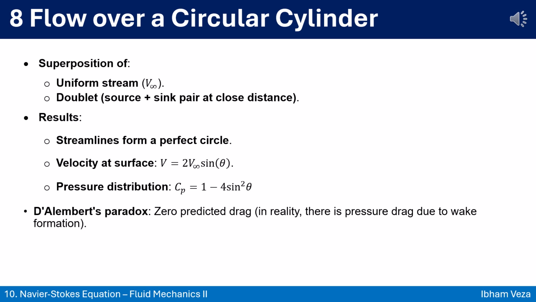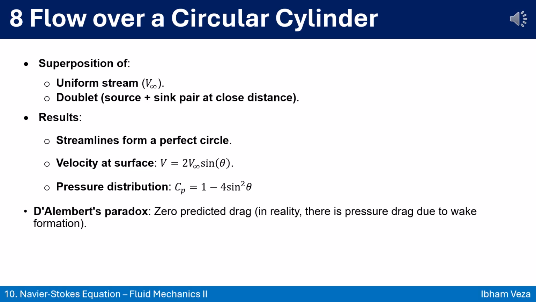This means maximum speed at the top and bottom, θ = 90 degrees and 270 degrees, and zero velocity at the front and rear stagnation points, θ = 0 degrees and 180 degrees. The pressure distribution follows smoothly, as Cp = 1 − 4 sin²θ, with high pressure at stagnation and low pressure where velocity peaks.